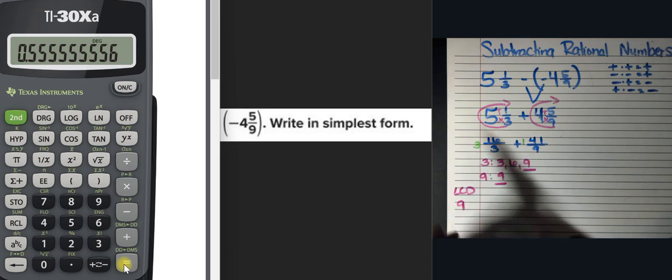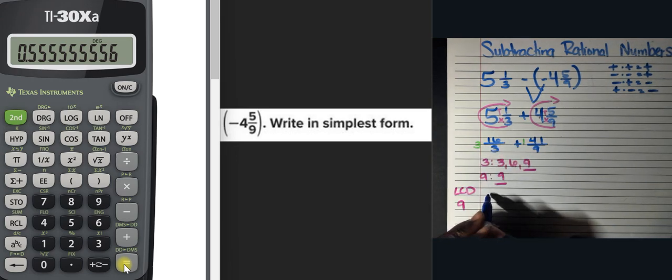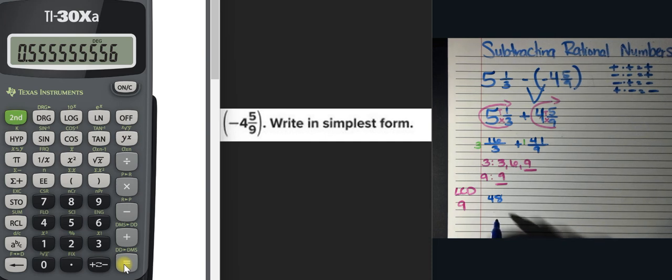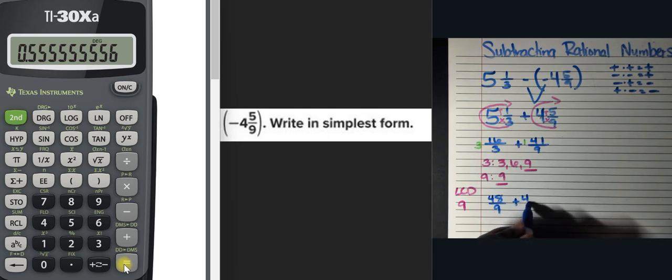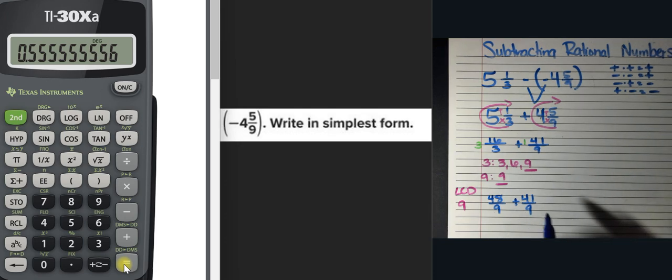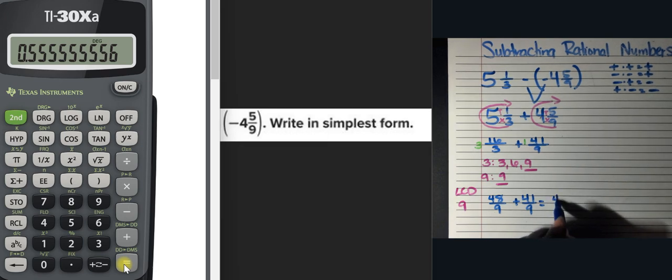So 3 times 16 gives me, what is that? 48. 3 times 16 gives me 48. And then we have 3 times 3, that gives me 9. Plus 1 times 41, that gives me 41. 1 times 9 gives me 9. And so now what we're going to do is add those together. So we're going to put 48 plus 41, and we're talking about over 9.